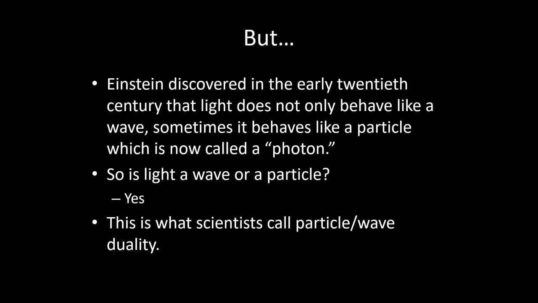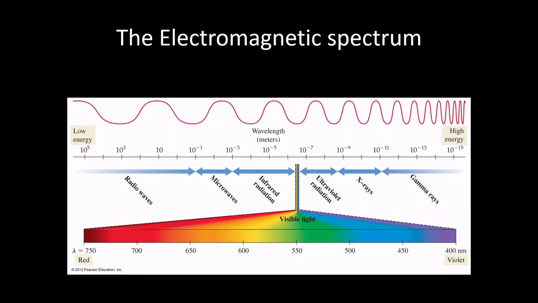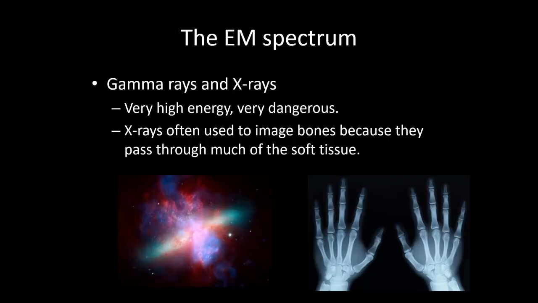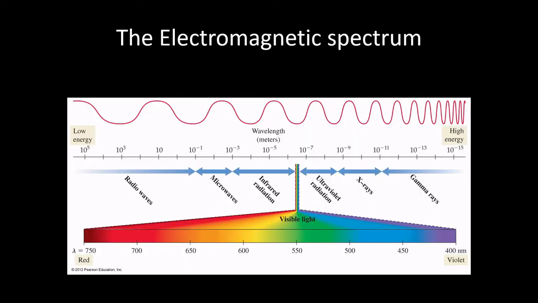And that's where we're going to pick up in the next video. We're going to talk about photons, which are little particles of light, and we're going to talk about the electromagnetic spectrum and the characteristics of photons in each of these different regions on the electromagnetic spectrum. So I'll see you in that next video.